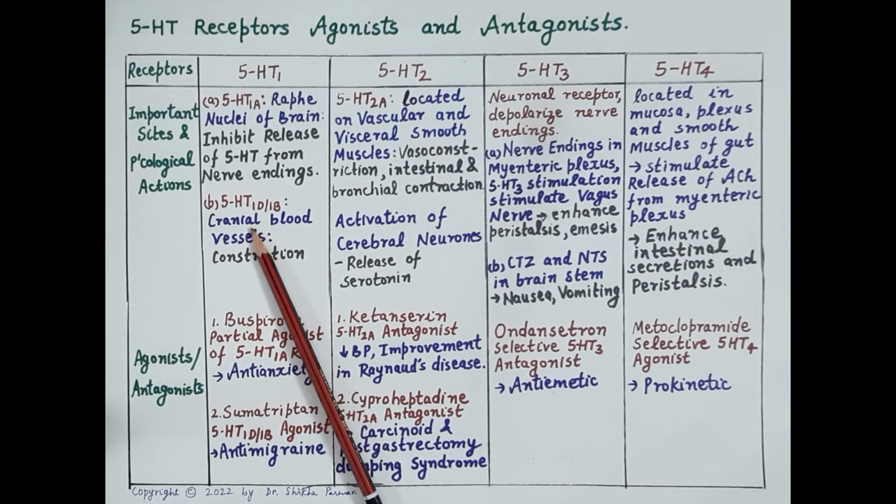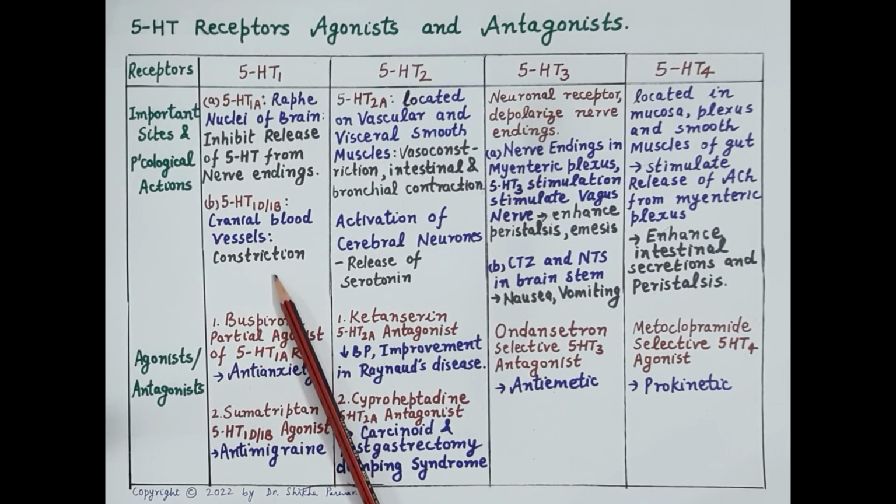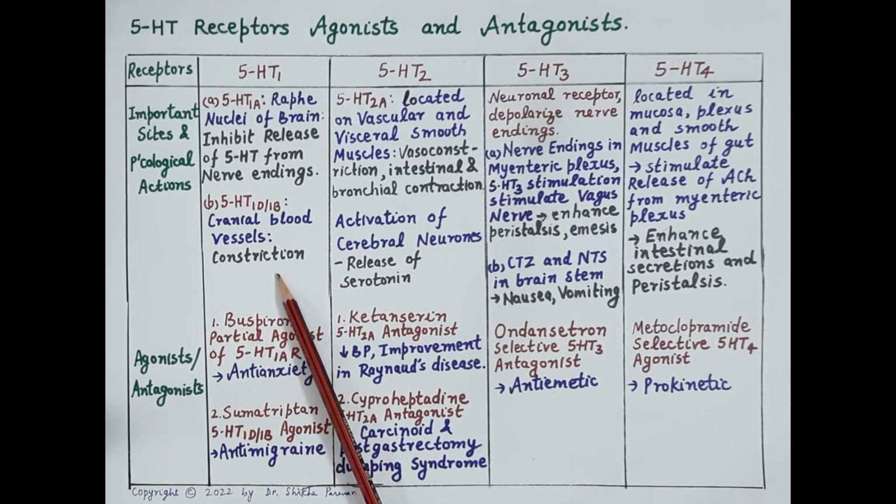Secondly, 5-HT1D, 1B receptors are present on the cranial blood vessels. Now, stimulation of these receptors causes constriction of cranial blood vessels, which is very useful in the symptomatic treatment of migraine. Migraine is a headache. So, agonists of these receptors are used clinically in the migraine.